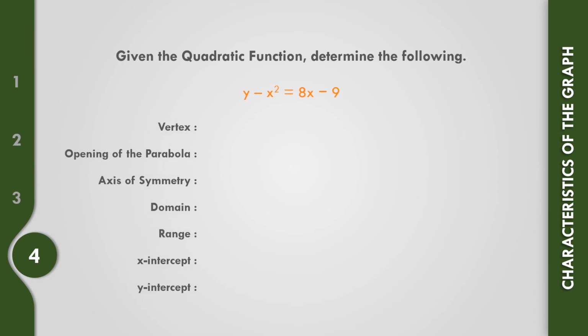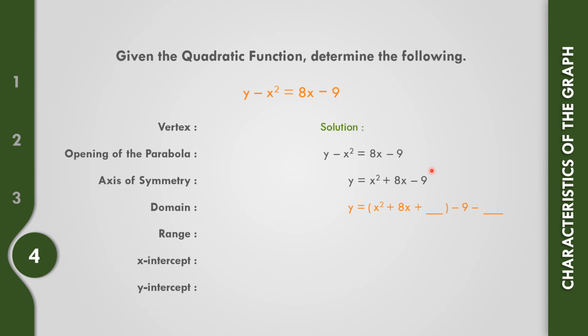How about number 4? The given quadratic function y minus x squared equals 8x minus 9. It is not written in the vertex form. So let us transform this equation into vertex form. So first, we need to copy. Afterwards, negative x squared going to the right side becomes positive x squared. So bring down y, change the sign of negative x squared, that becomes positive x squared, bring down 8x, bring down negative 9. Afterwards, we need to write the parentheses for x squared plus 8x. And then, outside the parentheses, that is negative 9.